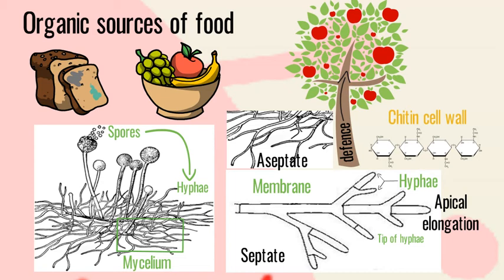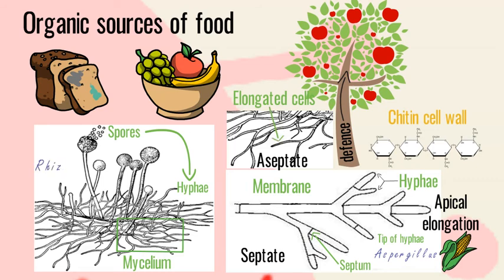Septate hyphae are named as such because the cells of the hyphae are separated by a septum or a partition. An example is cells of Aspergillus, which infects various foods including maize. Aseptate hyphae, on the other hand, do not have septa. These are elongated tubular cells which can be seen in Rhizopus, otherwise known as bread mold.